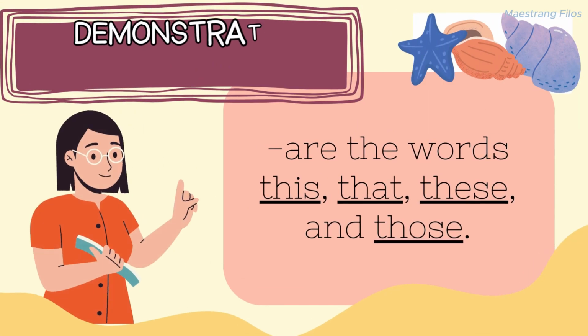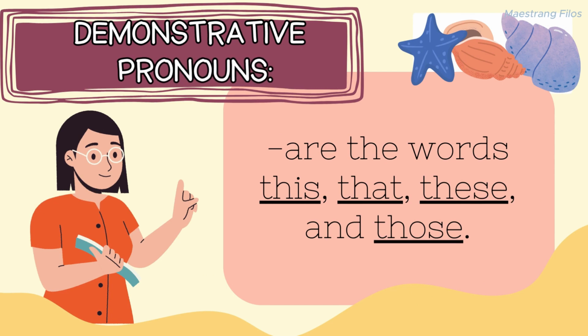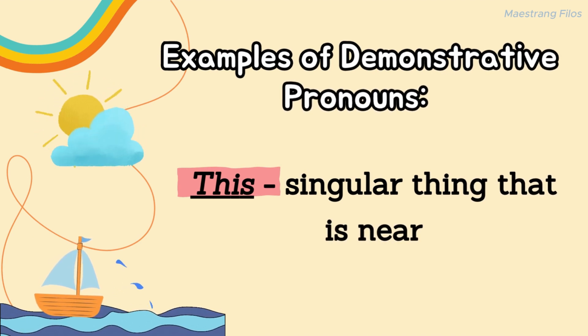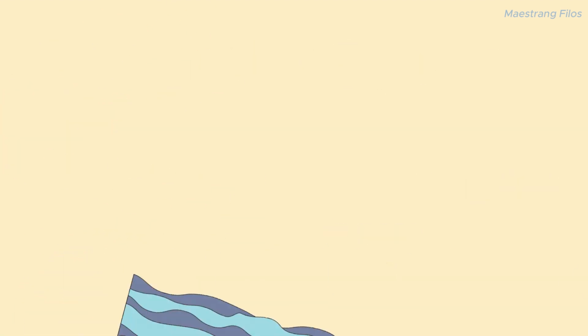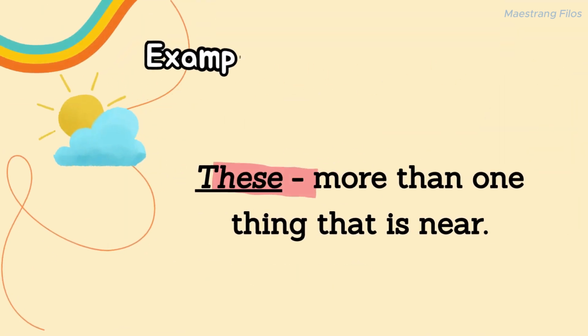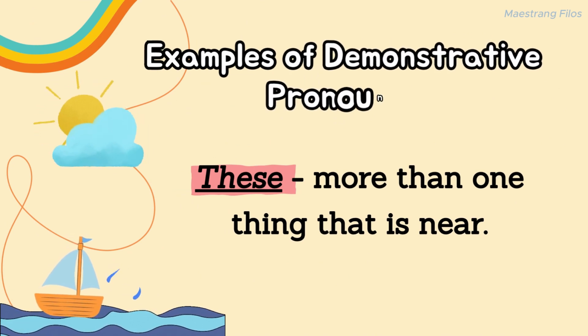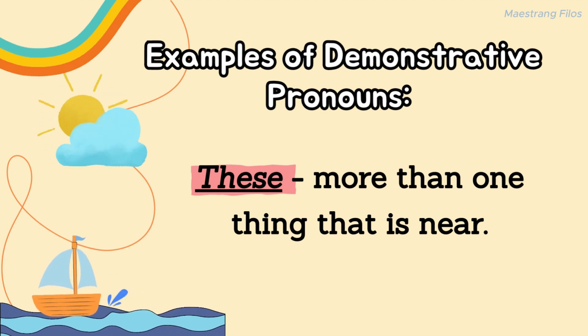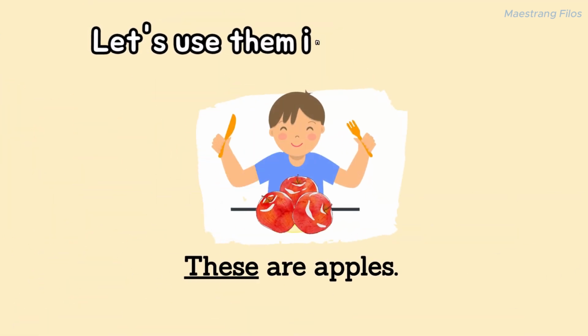Third, we have demonstrative pronouns. These are the words this, that, these, and those. Examples of demonstrative pronouns. The first one is this. It refers to a singular thing that is nearby. For example, this is an apple. The second one is these. It refers to more than one thing that is nearby. For example, these are apples.